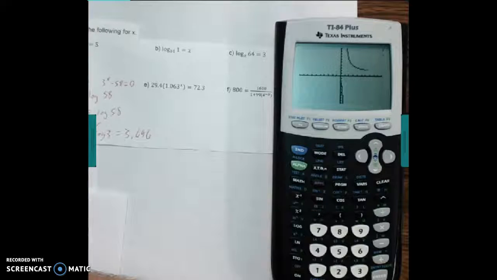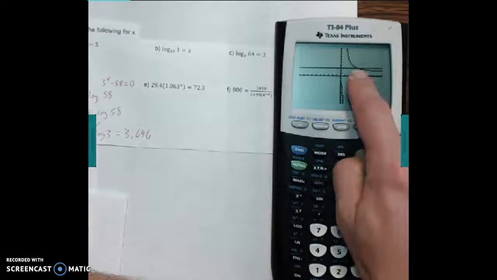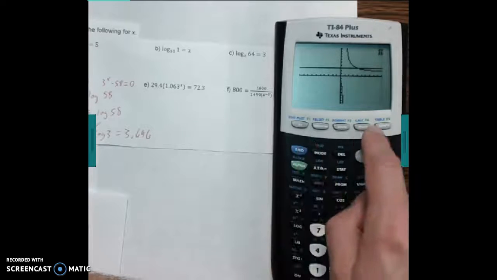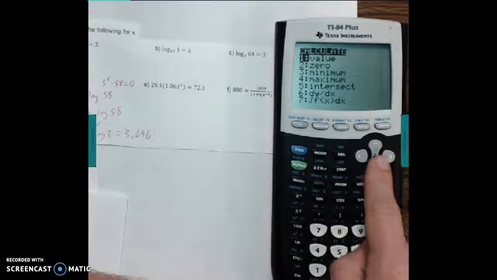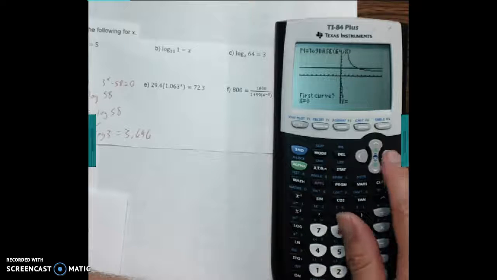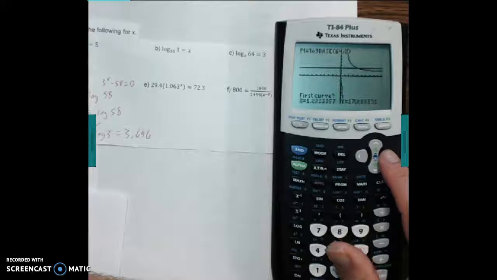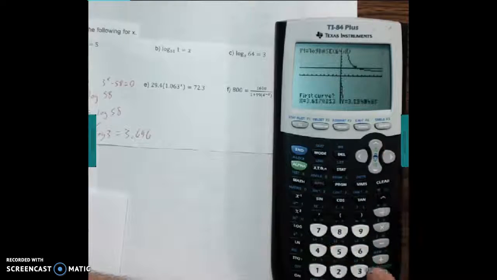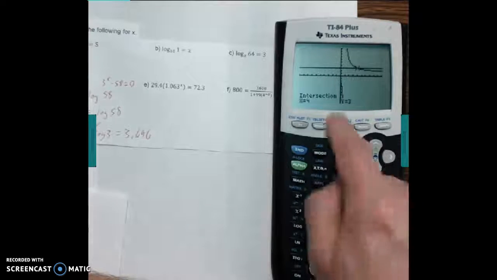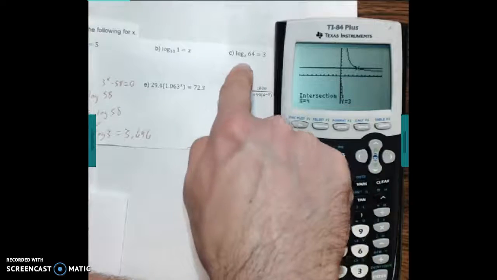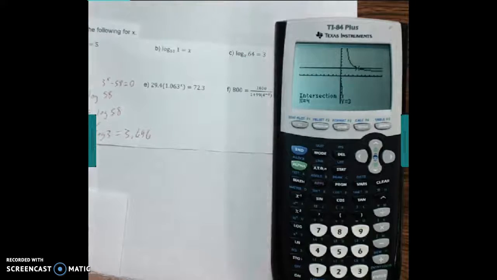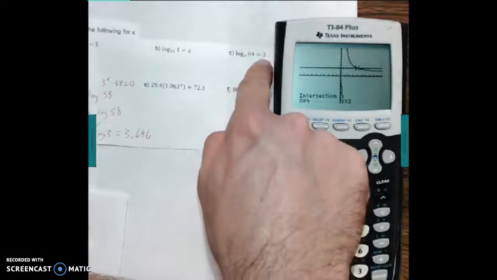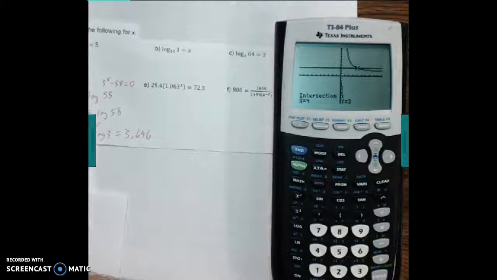And as long as I can see where these things cross, I can get a solution. So yeah, I see them cross right there. So I'm going to do second, trace, intersect. I'm going to move that spider pretty close to where they intersect, like right there. And then I'm going to hit enter 3 times. The value of x is 4. This should be log base 4 of 64 equals 3. And that makes sense because 4 to the third power equals 64.